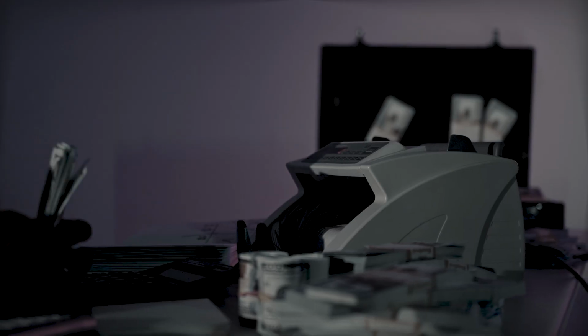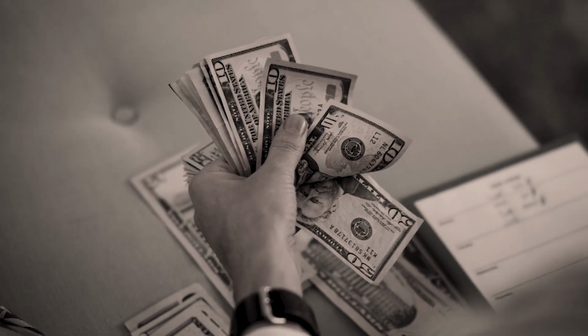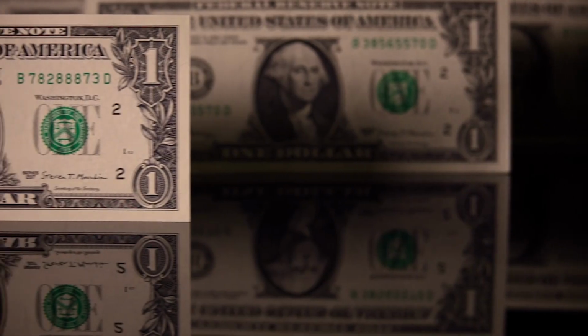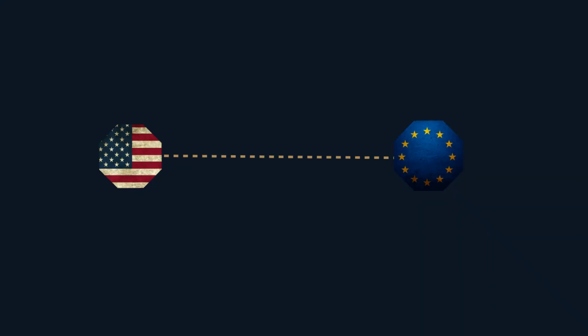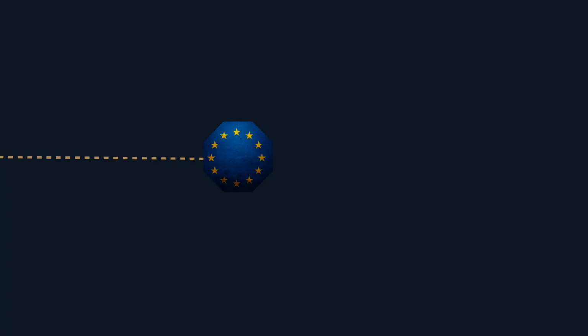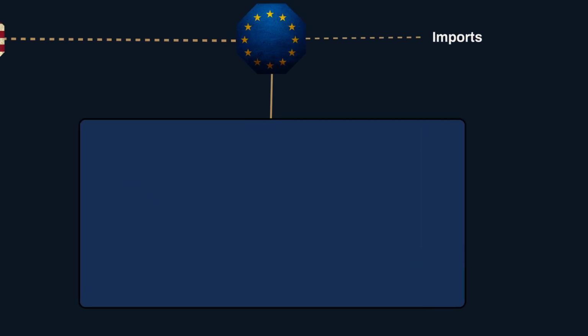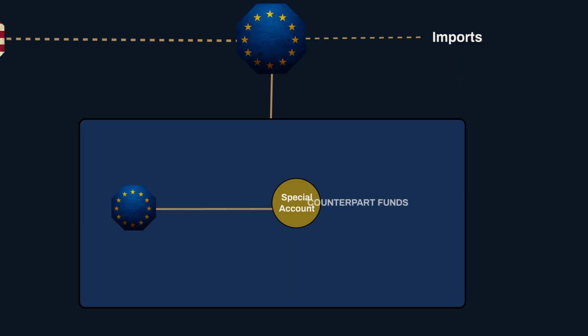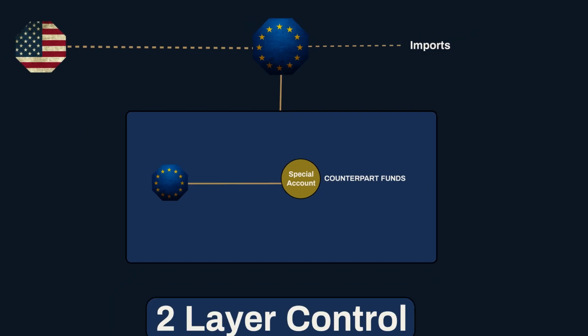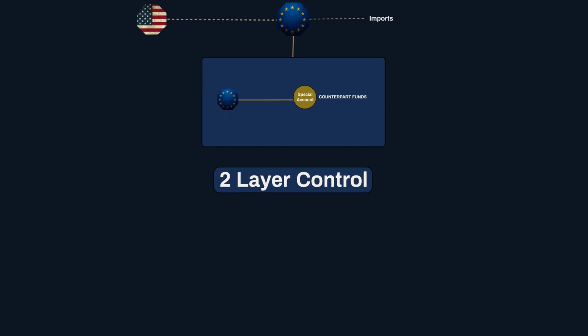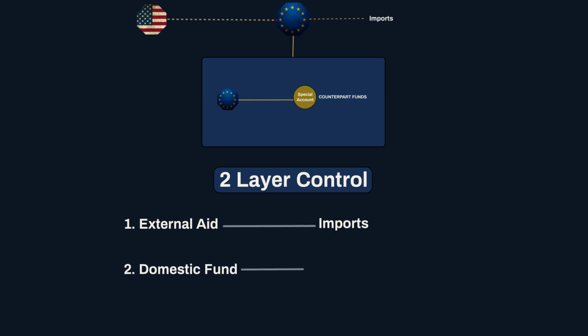The most powerful part of the Marshall Plan was not always the dollar itself. It was what happened after the dollar arrived. Here is the mechanism. The United States gave a European country dollar aid. That country used the dollars to pay for imports, like food, fuel, machinery, or raw materials. But inside the country, the government had to deposit an equivalent amount of local currency into a special account. These were called counterpart funds. So one flow of aid created two layers of control. First, there was the external dollar aid, used for imports. Then there was the domestic local currency fund, used inside the country.